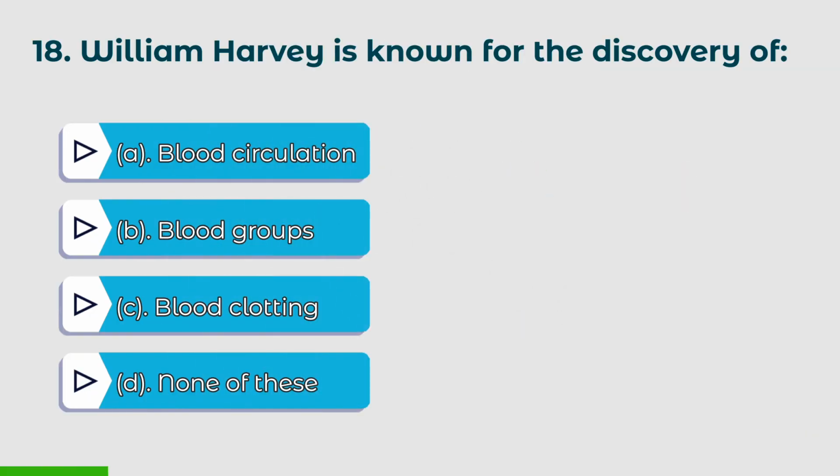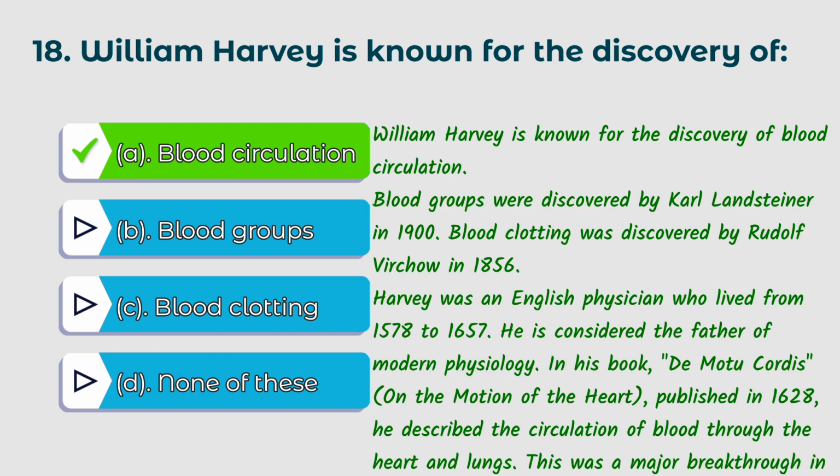18th question. William Harvey is known for the discovery of options: A. blood circulation, B. blood groups, C. blood clotting, D. none of these. The right answer is A. blood circulation. William Harvey is known for the discovery of blood circulation.